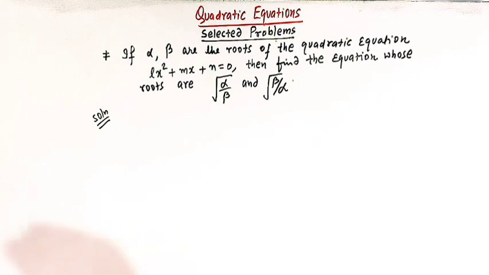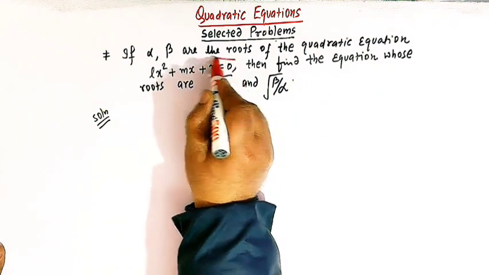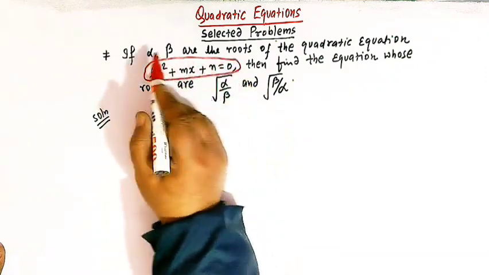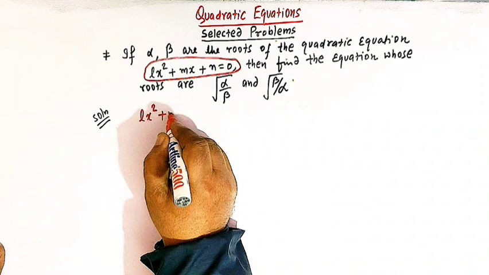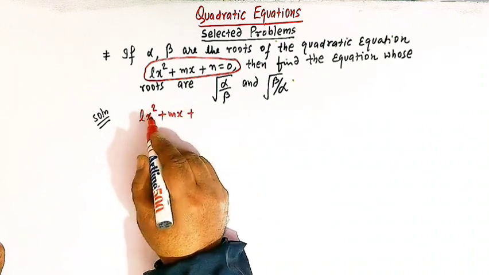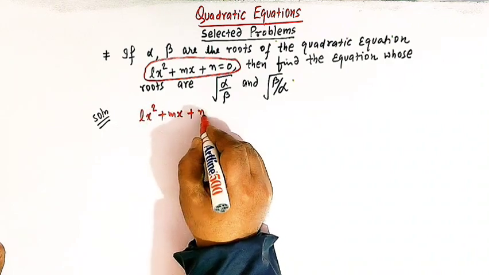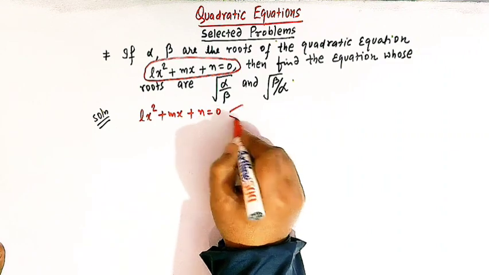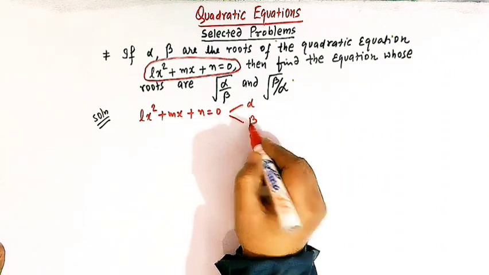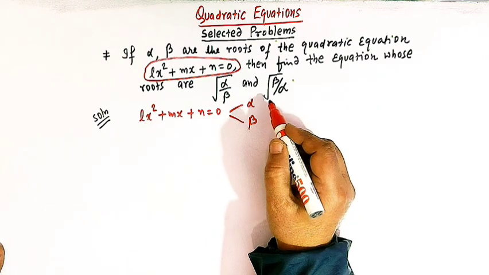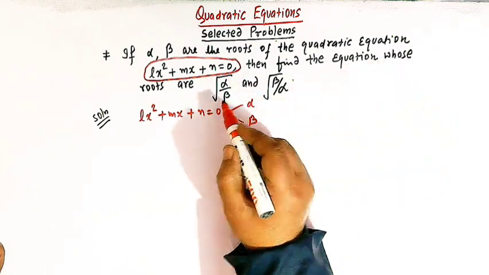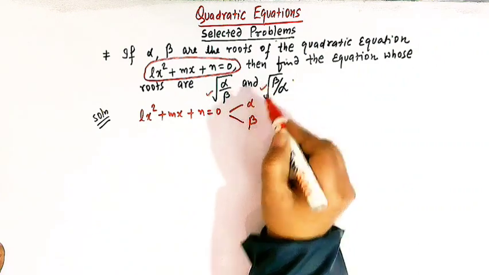So here we are given the roots of this equation as alpha and beta, right? So we are given this equation, that is lx square plus mx plus n is equal to 0, and its roots are alpha and beta. So now we have to find another quadratic equation whose roots are given by these two numbers, right?